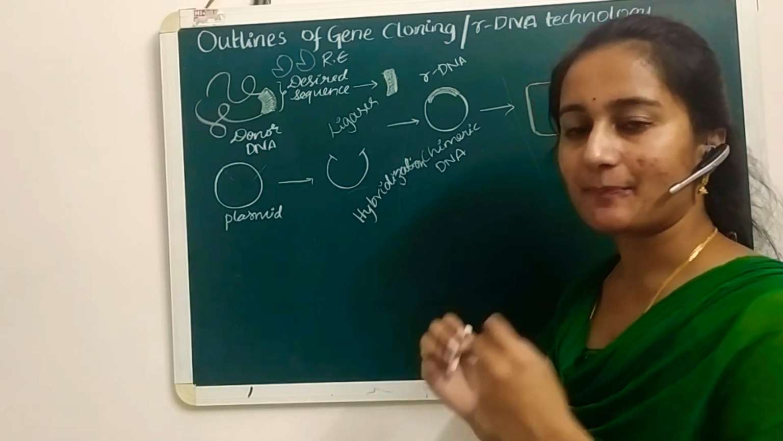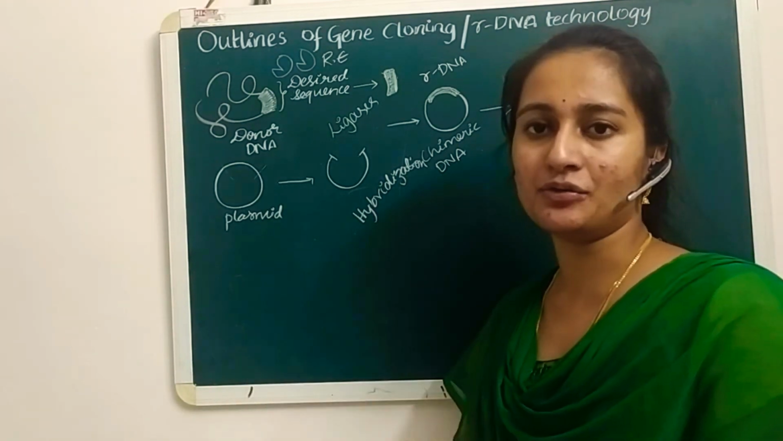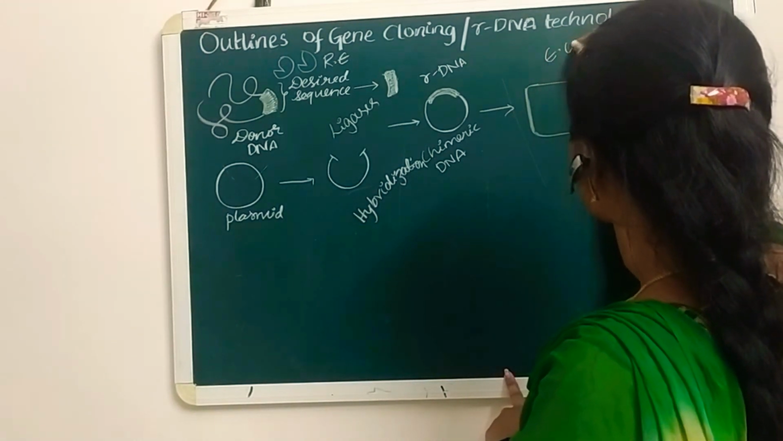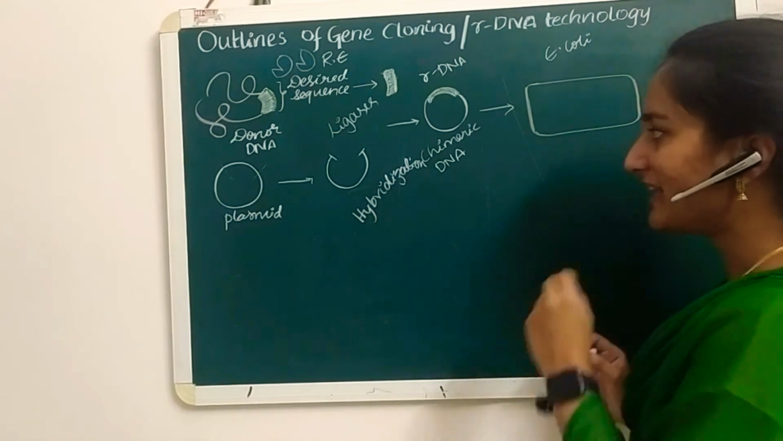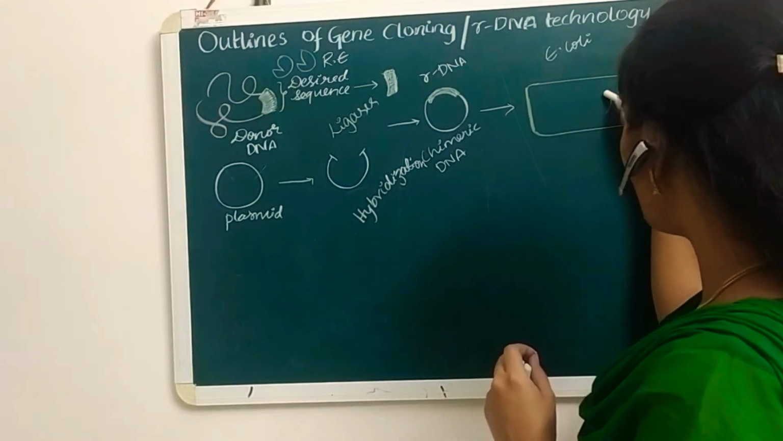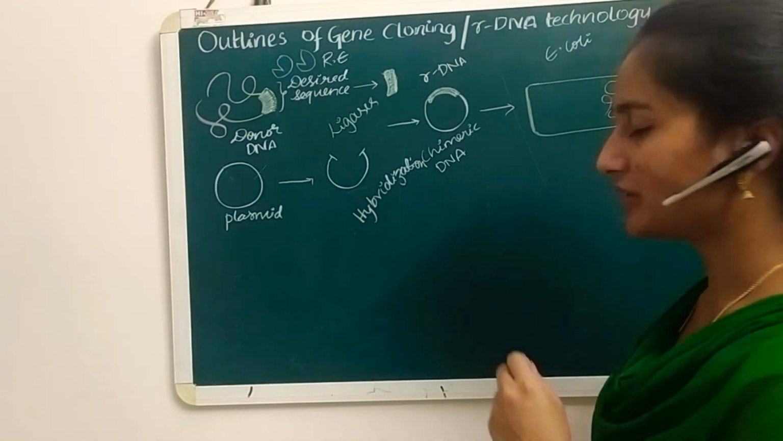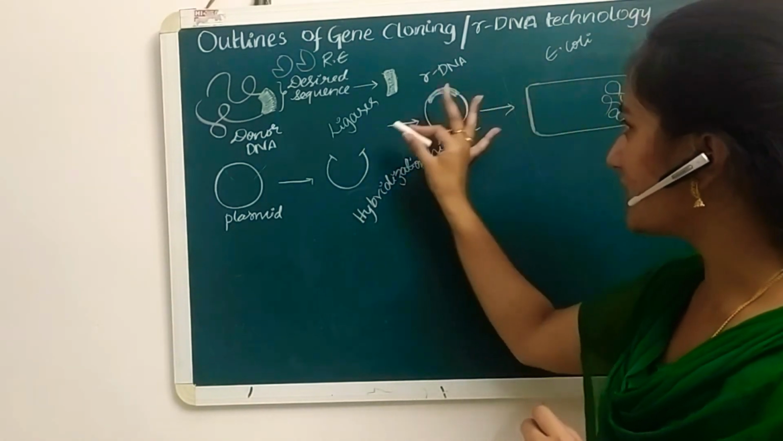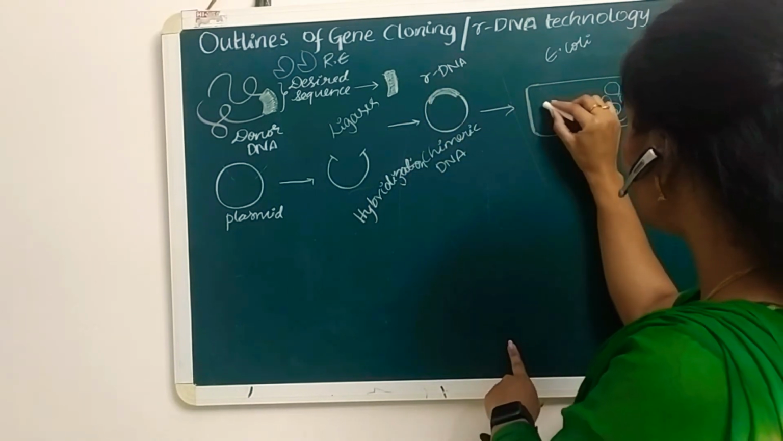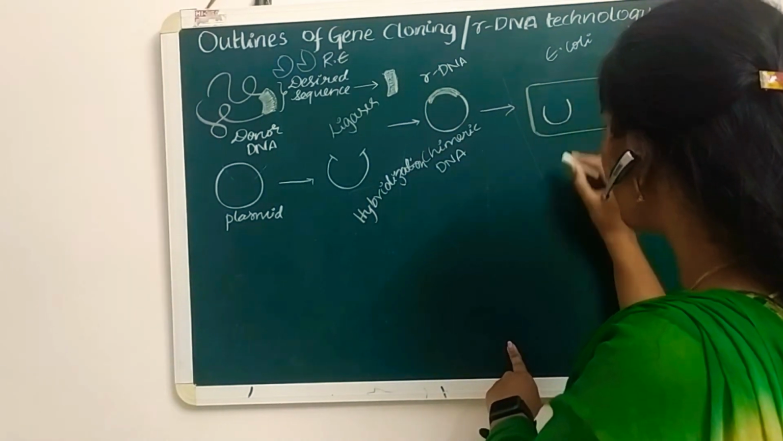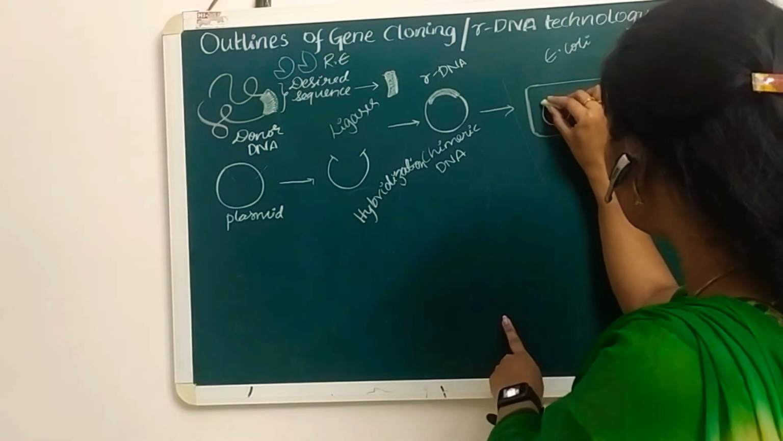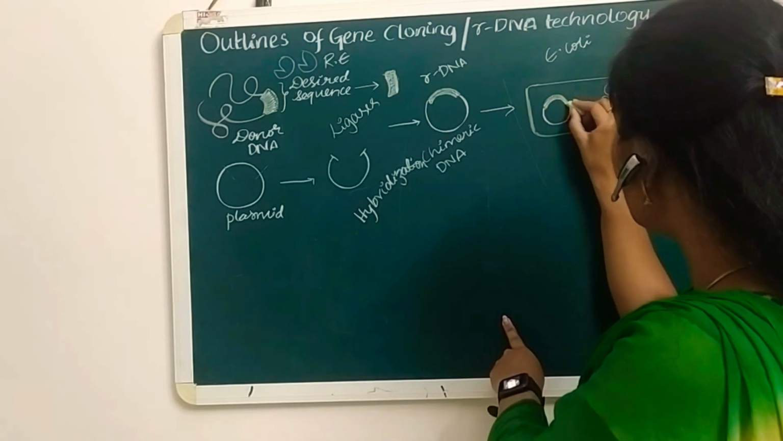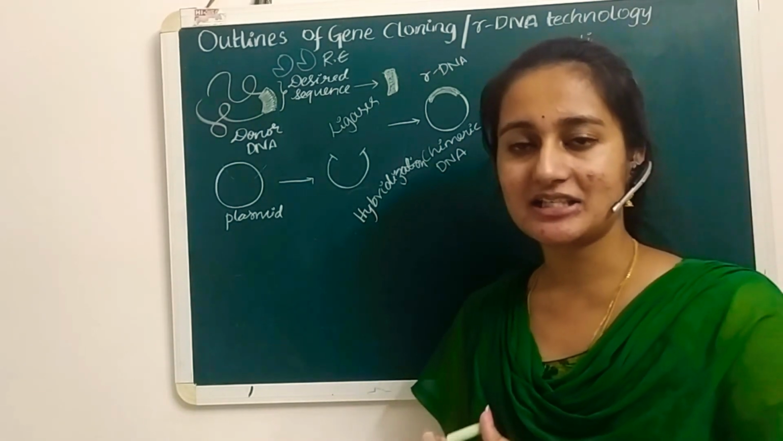Then this plasmid needs to be inserted into the host cell. For example, we consider E. coli as a host cell. This E. coli has its own genetic material, its proper chromosome, and we are inserting this rDNA into the E. coli. Once the recombinant DNA is inserted, it starts replicating.